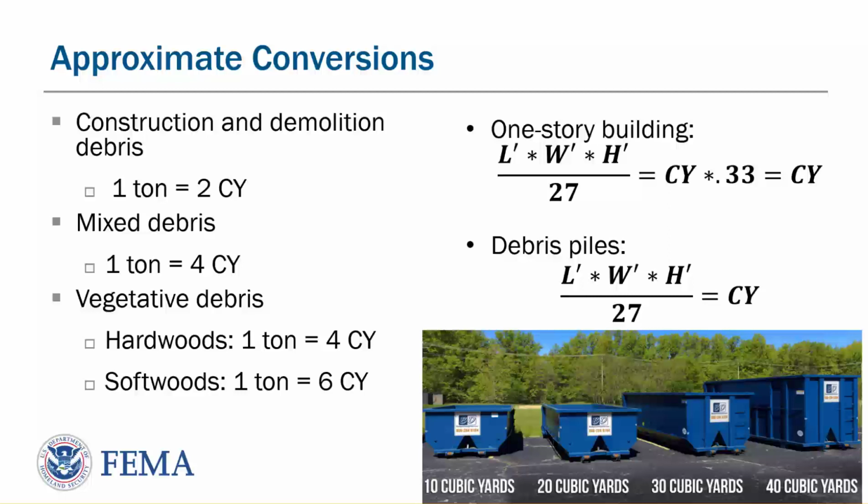And then for one-story buildings that are destroyed or need to be pulled down as debris, take the length, width, and height of that building, divide it by 27, and then you want to reduce that. So you multiply that by 33, and you get your cubic yardage. That's going to accommodate for all of the spaces and windows and other types of debris that may be included, and that'll get your final estimate.